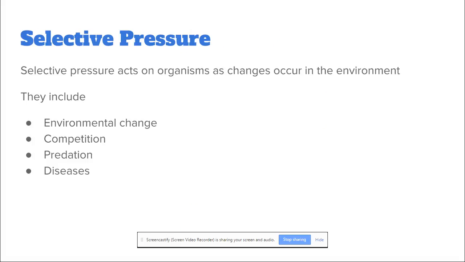And selective pressure acts on organisms as changes occur in the environment. Some of these changes might include a change in the environment, change in competition, change in predators, and then the influence of diseases. And this provides pressure on the organisms. And again, we're looking for those characteristics that are favorable, allowing those organisms to survive these pressures and resulting in evolution.